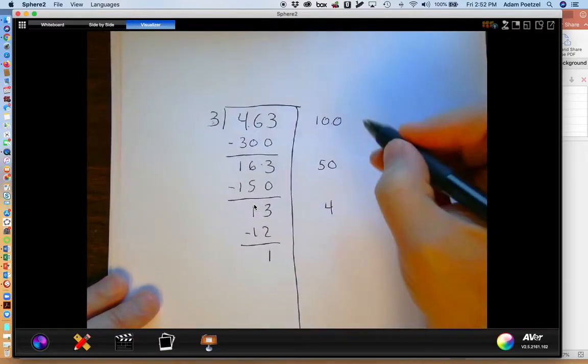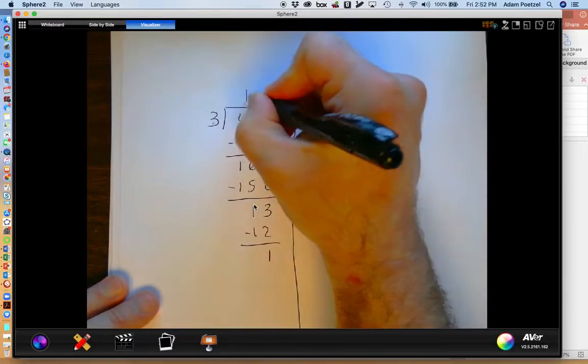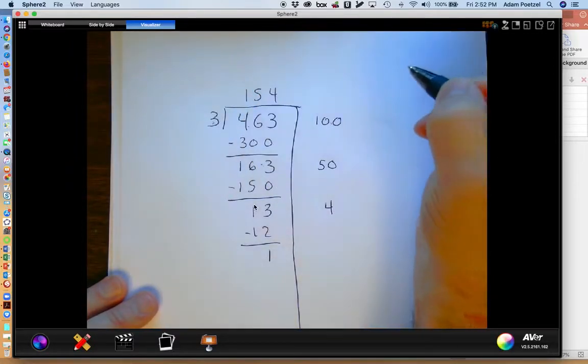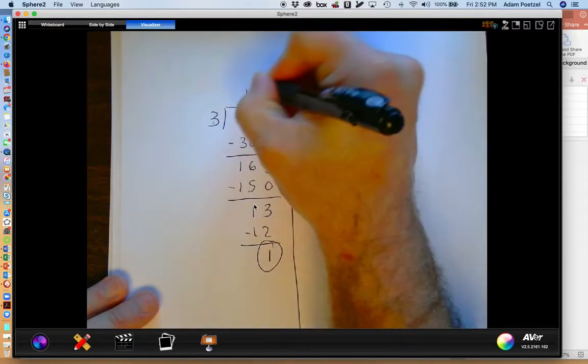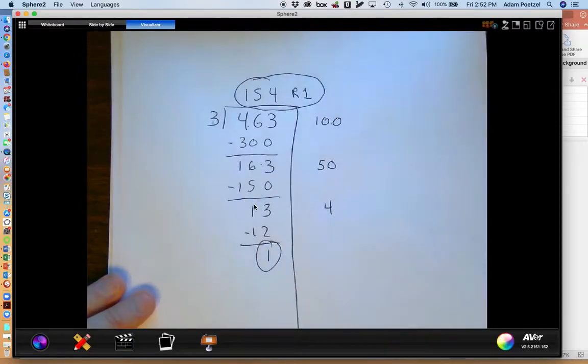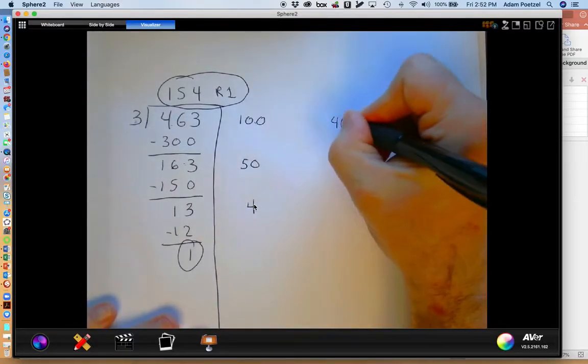So over here shows how many groups of 3 I made. I made 154 groups of 3, and I had 1 left over with remainder 1. And this is called a flexible method because it could be done very differently. You know, that's not the only way you could do it.